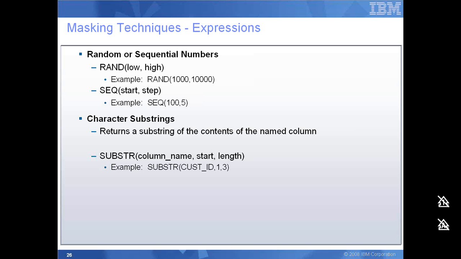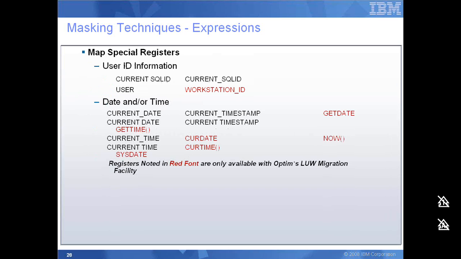I can also use character substrings. The definition of these substrings is pretty much the same as in an RDBMS system, wherein I can specify a column name and I can specify the start and the length of the extracted substring. Other examples of expressions include special registers like workstation ID, current SQL ID, and the username. I can use this register information and store that in a privatized column. I can also make use of other built-in registers like current timestamp, current date, and system date.